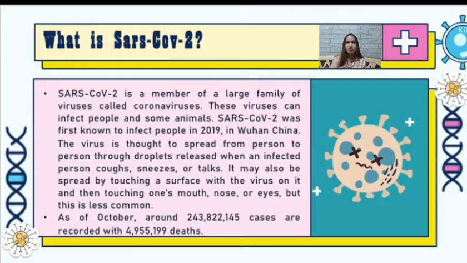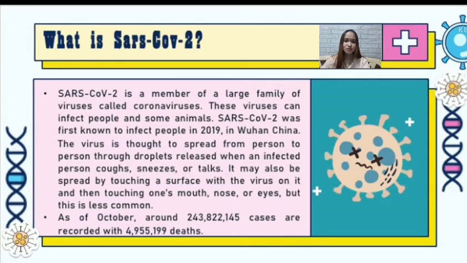So we might already have an idea that there are different kinds of coronaviruses like SARS-CoV, MERS-CoV, and the like. But today, the human coronavirus that we will be talking about is the SARS-CoV-2, or the virus that is responsible for COVID-19, the global pandemic that we're experiencing right now.